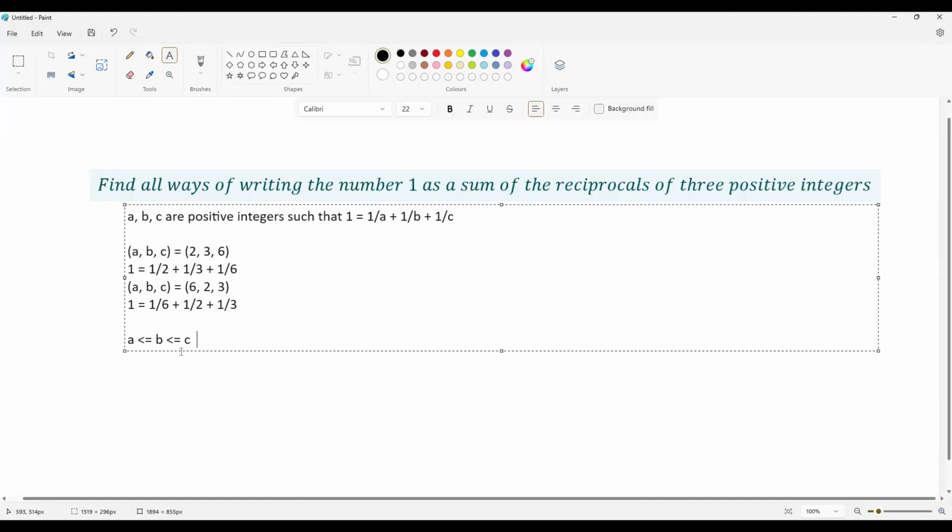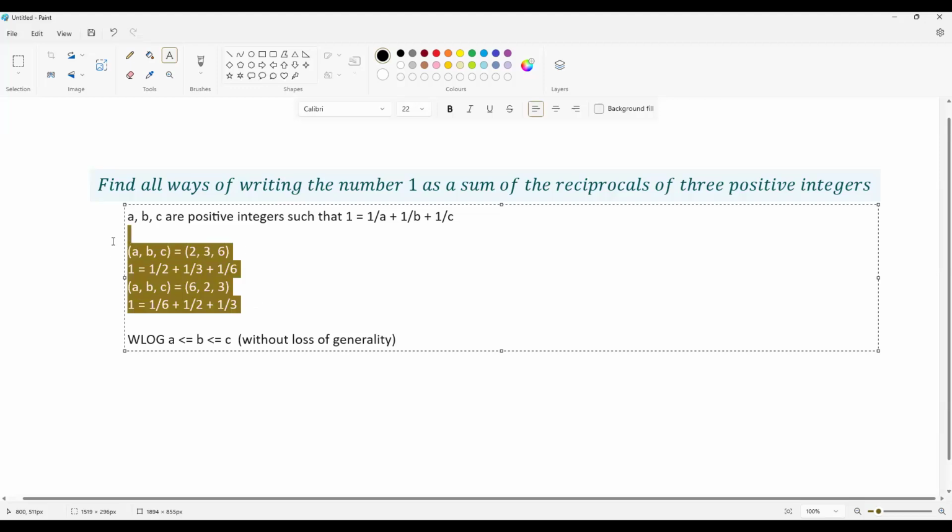So, an abbreviation that's always accompanied is WLOG, which stands for "without loss of generality." This basically just means we are not losing any generality. We are still looking at all possible solutions, but at the end we just gotta remember to scramble them up in all possible reorderings.